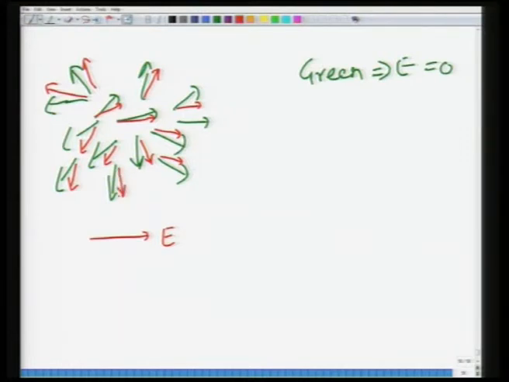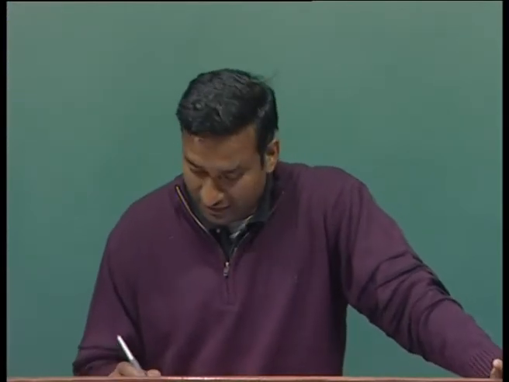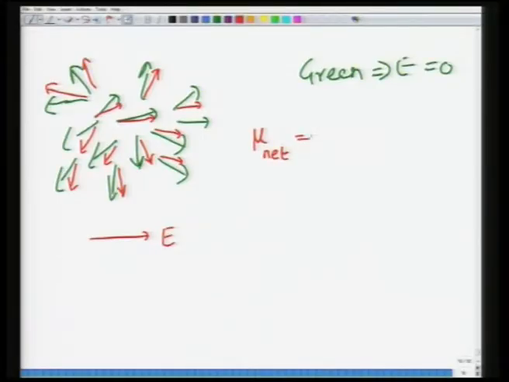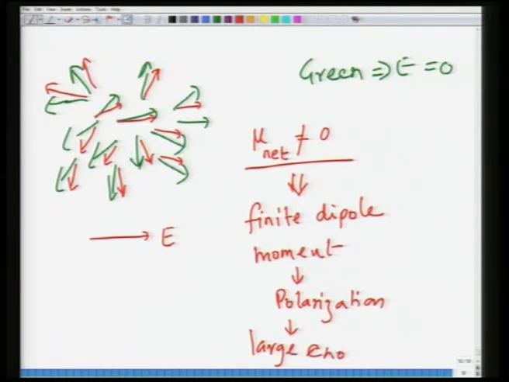So if this has happened, there is a net tendency of dipoles to align in the direction of the applied field. As a result, this mu net is not equal to 0, which gives rise to a finite dipole moment, and then this gives rise to polarization, and this results in a large enough epsilon r.